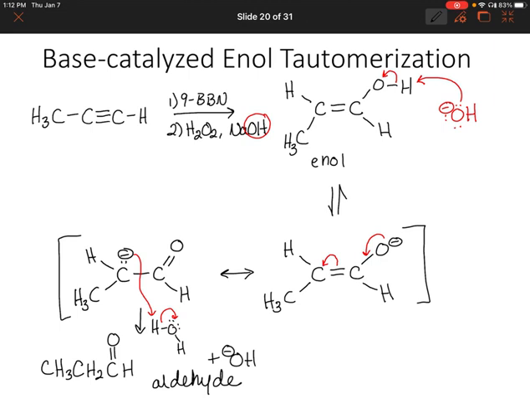So again, this is a slightly different mechanism than the one we saw before with acid-catalyzed hydration, but it's basically just the opposite. Instead of adding a hydrogen, we are deprotonating first. One more note, the ion that we formed is called an enolate ion. So initially we had an enol and then we deprotonated it and that became the enolate ion.